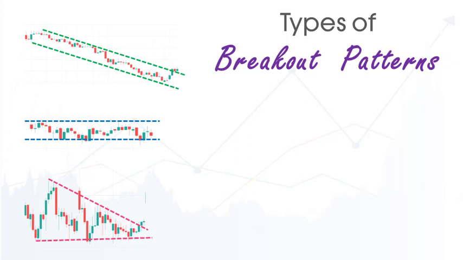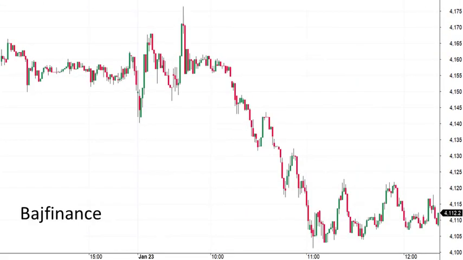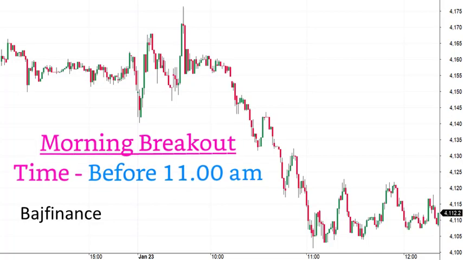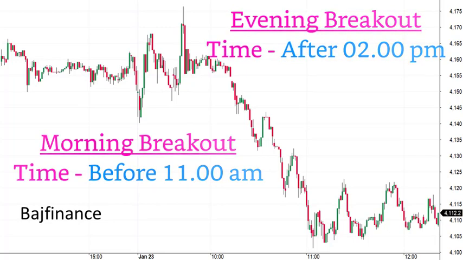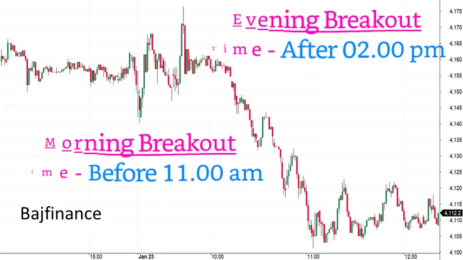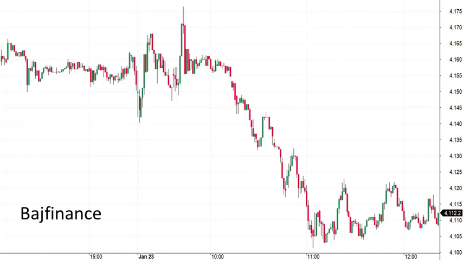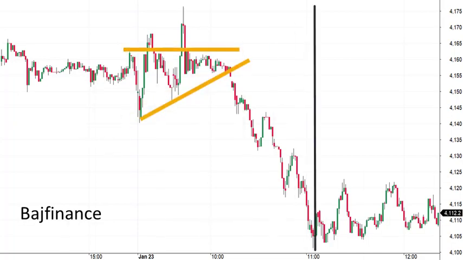Now, let's have a look at some intraday charts. And to keep things simple, we can define a timeline for the breakouts. For the morning session, it's better to see a breakout before 11 a.m. And for the evening session, it's better to look for breakouts after 2 p.m. Now, at these times, normally you can expect the market to be more active. And in this case, we do have a consolidation breakout before 11 a.m. Now, that's also a rule, and the breakout did work in our favor.